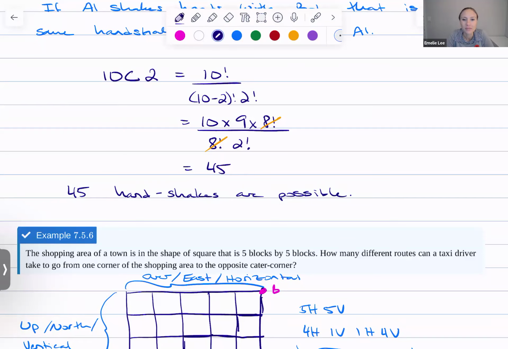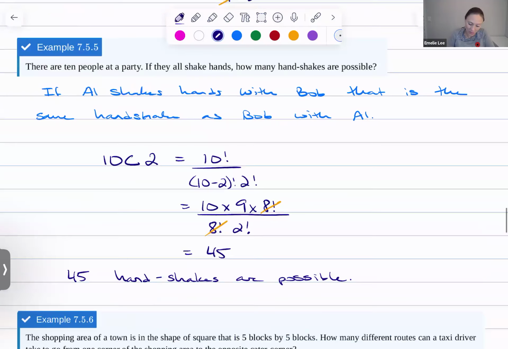So that's kind of a fun one, right? Because I think it's relatively easy. How many people are there? And from that number, choose 2, and then you'll be able to figure out how many handshakes are possible.